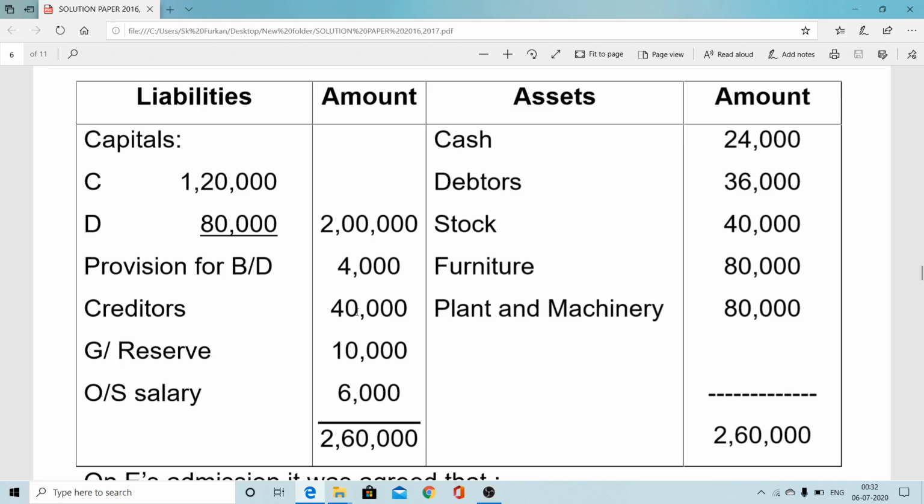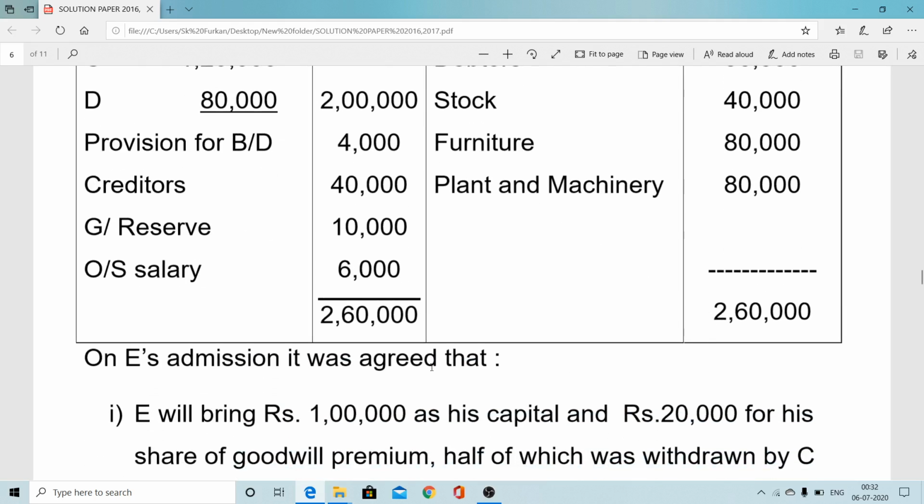Next item, creditors 40,000, an outside liability. General ledger also provided 10,000, outstanding salary also provided 6,000. So the total of the liability side is 2,06,000, and the total of the assets is 2,06,000.